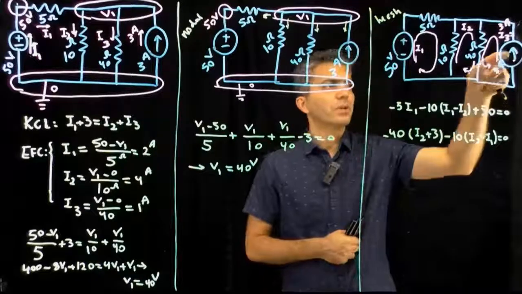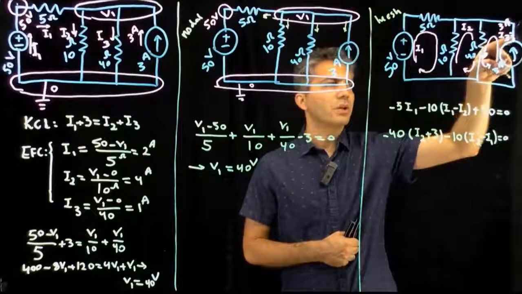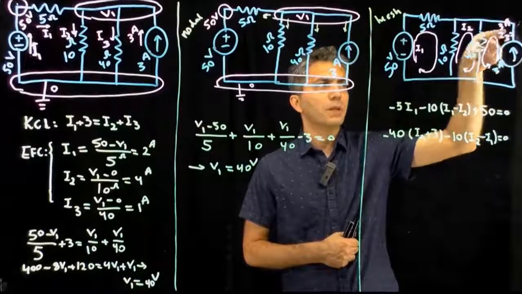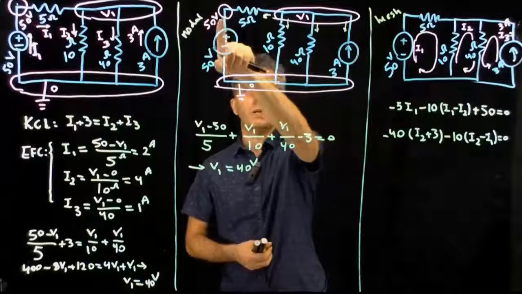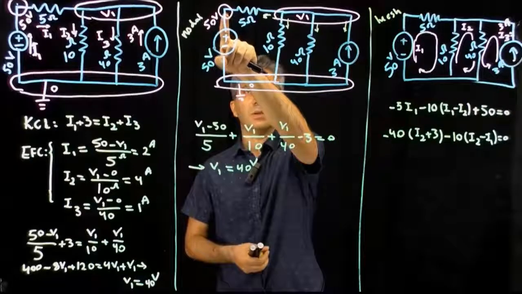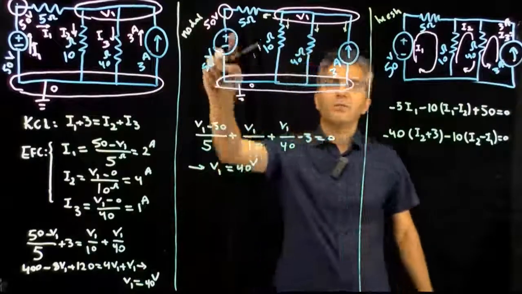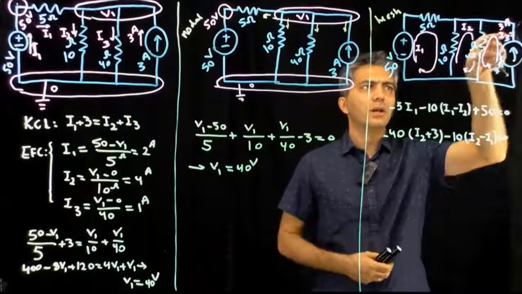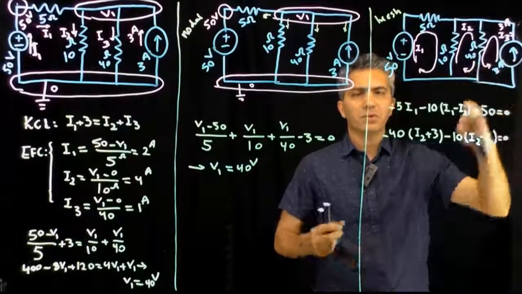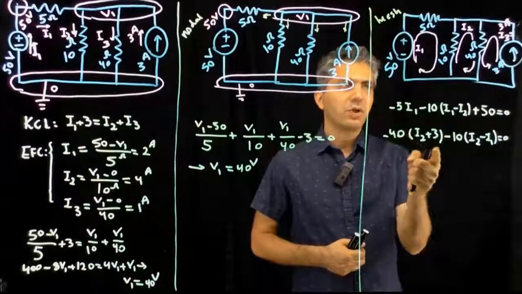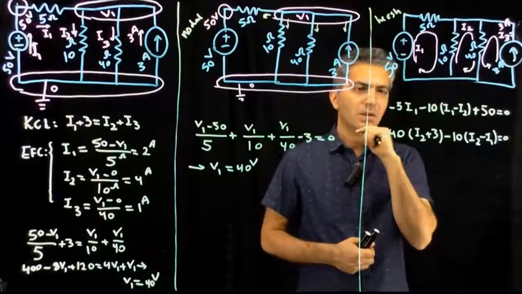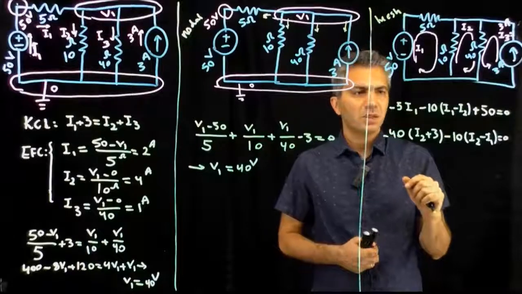And for this loop, I don't need to write an equation because the current of that loop is actually known as 3 amp. The same as where here I didn't have to write an equation for that node because the voltage of that node was known. Here the current of this loop is known, so I don't have to write an equation for it. With that, now I have 2 equations and 2 unknowns, and I can solve that. So let's see.